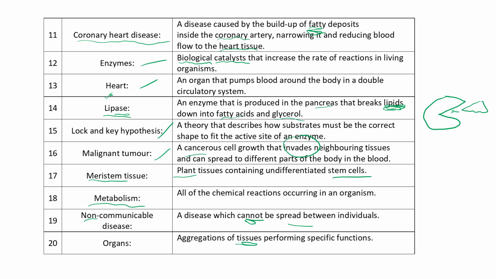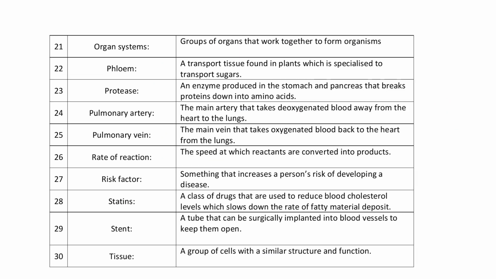Aggregations of tissues, so that means lots of tissues together making a specific function. So lots of tissues together is an organ. A group of organs, so lots of organs that work together. So it could be like the digestive system, which is the stomach, the pancreas, the liver, is an organ system.